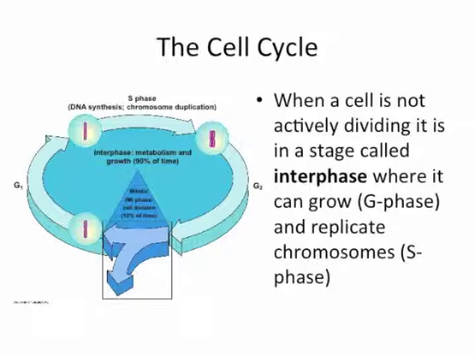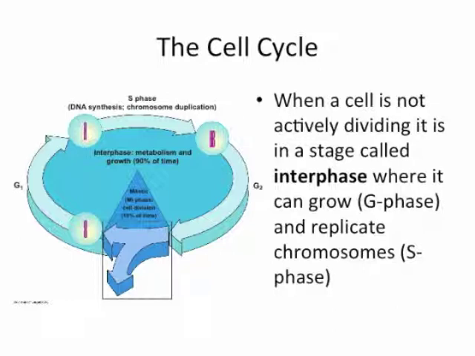Interphase is about 90% of a cell's life, for most cells. It can be even more. So your nerve cells, it's pretty much 100% of their life. The mitotic phase, which is about 10% of the time, is that very short time period that a cell is actively splitting. So when a cell is not actively dividing, it's in interphase.